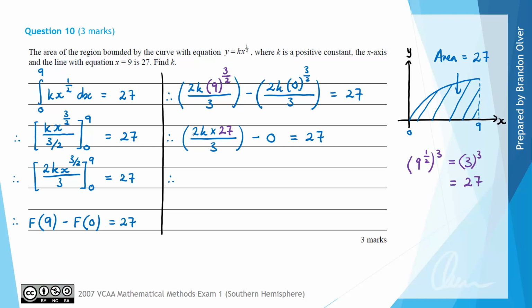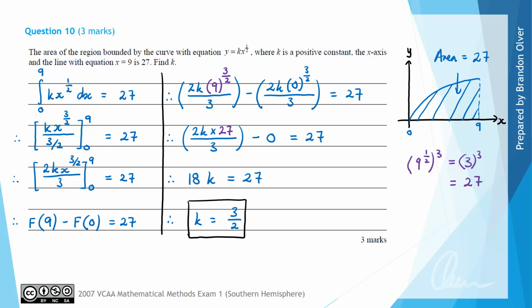Therefore, we find 2 times 27 over 3 is just 2 times 9, which is 18k, equals 27. Therefore, k equals 27 divided by 18, which simplifies to 3 over 2. So that is the value for k, such that this question has an area of 27 under the curve between 0 and 9.